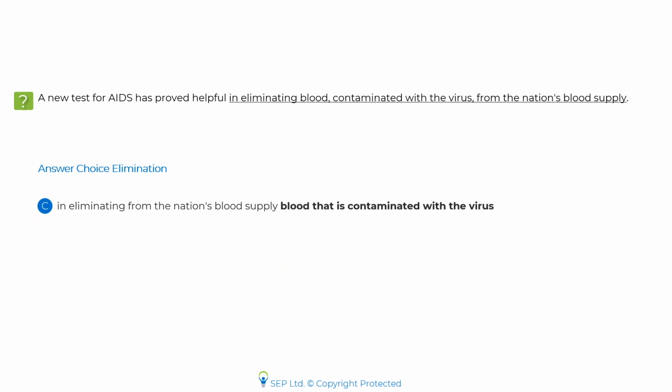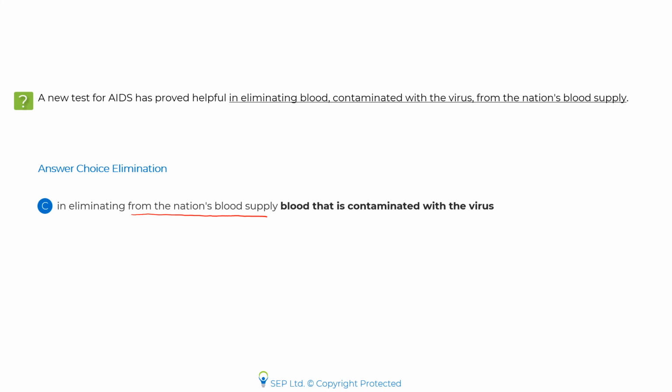Now a lot of you may not have liked the construction of C. Why? Because instead of straight away saying in eliminating blood, you have the phrase in eliminating from the nation's blood supply moved from the end of the sentence right next to in eliminating, and a lot of you might find that incorrect. However, the rest of it is correct.